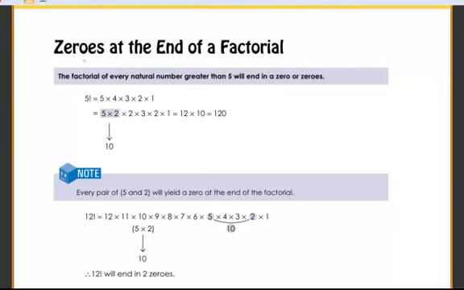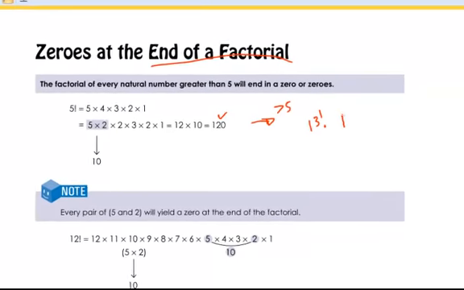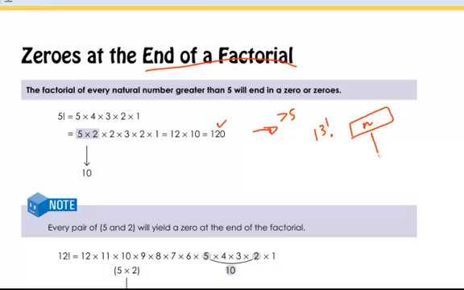So we know that every factorial from 5 onwards ends in a 0, right? 5 factorial is what? 120, and every factorial greater than 5 is always going to end in zeros. So can we find how many zeros will be there at the end of a factorial? For example, if we take 13 factorial, can we say that 13 factorial is going to end in n number of zeros? Let's see how we can find this.